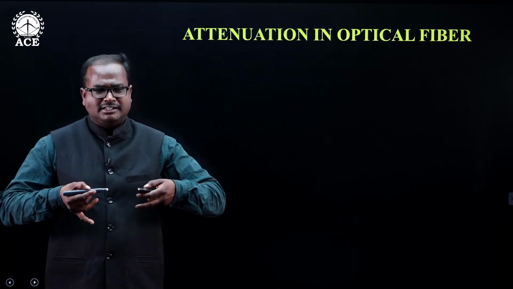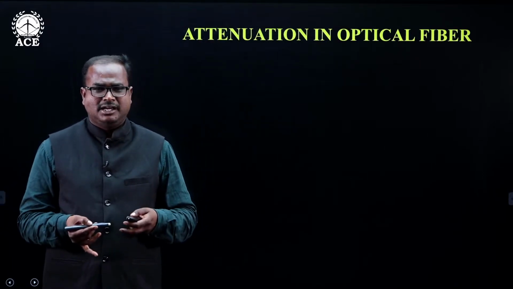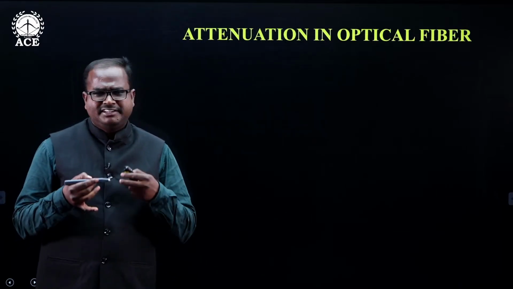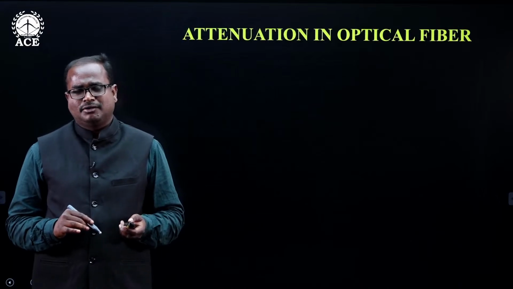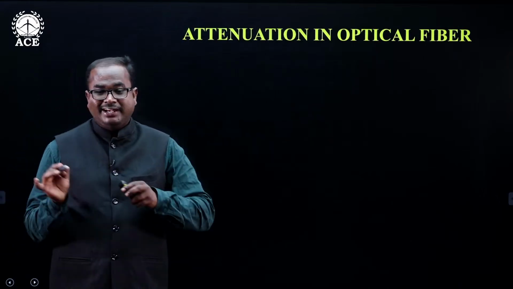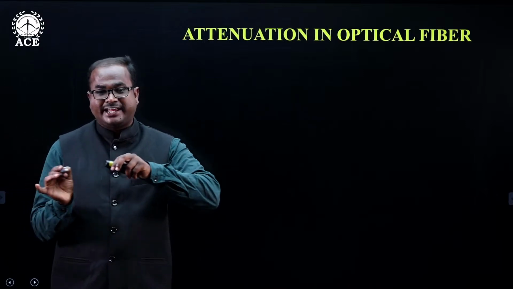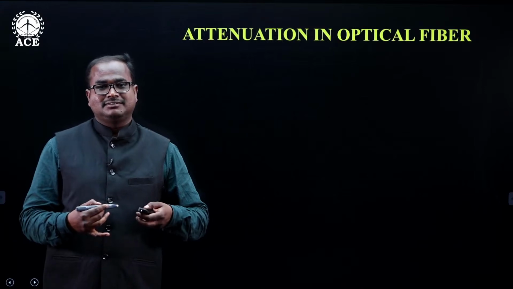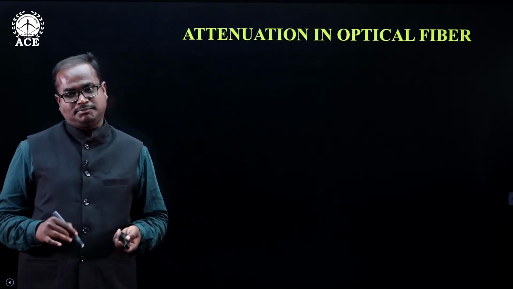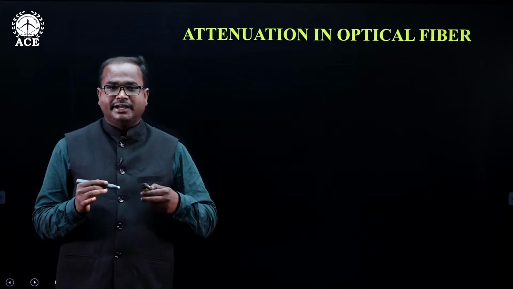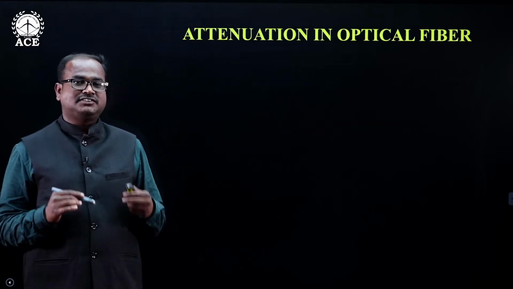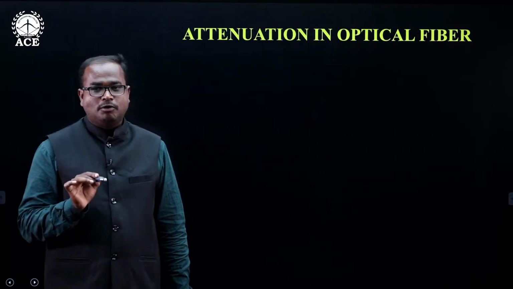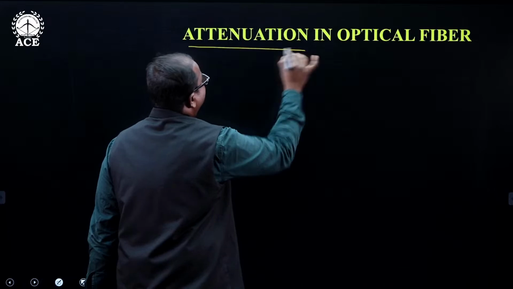An optical fiber cable consists of bunches of very thin optical fiber wires. Optical fiber is a very thin and flexible medium. While the light energy is transmitting through the optical fiber, there may be some energy losses during the transmission of the signal. That energy loss during the transmission of the signal in the optical fiber is known as attenuation.